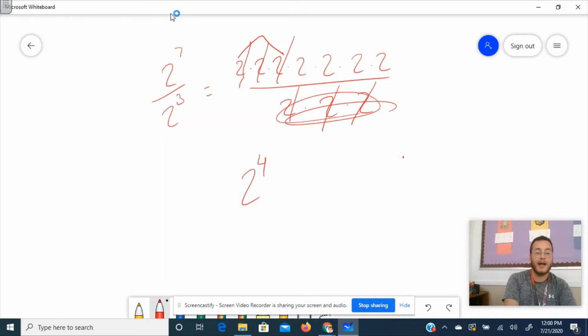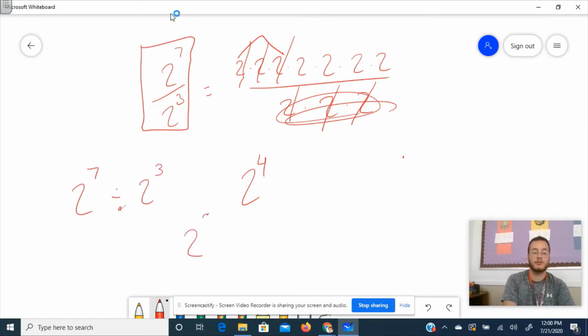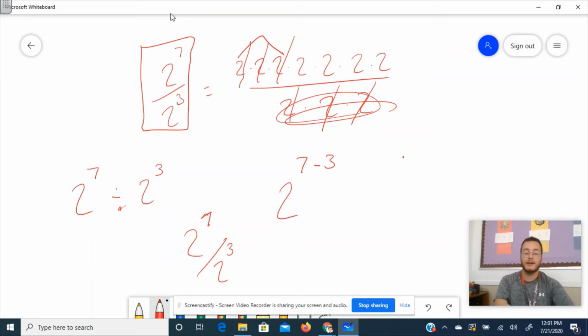Or if I have a fraction or a division problem like this, where I have 2 to the seventh power divided by 2 to the third, which is the same thing as having it in a fraction. Remember, 2 to the seventh power over 2 to the third. As long as my exponent is bigger in the top, or bigger in the numerator, then I can simply say they have the same base, and I have 7 minus 3. Just like multiplication is to addition, division is to subtraction.